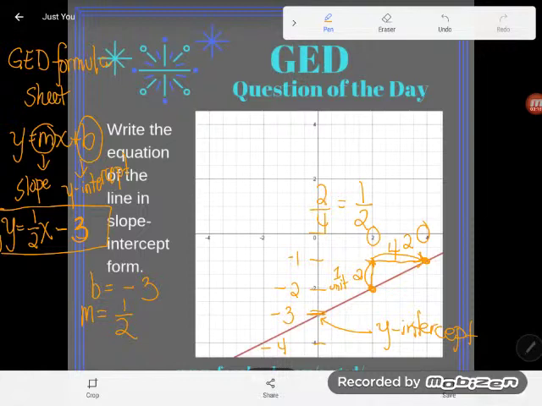And students go, well, what should I do with that equation? You don't do anything. It's done. That's it. You wrote the equation of a line.